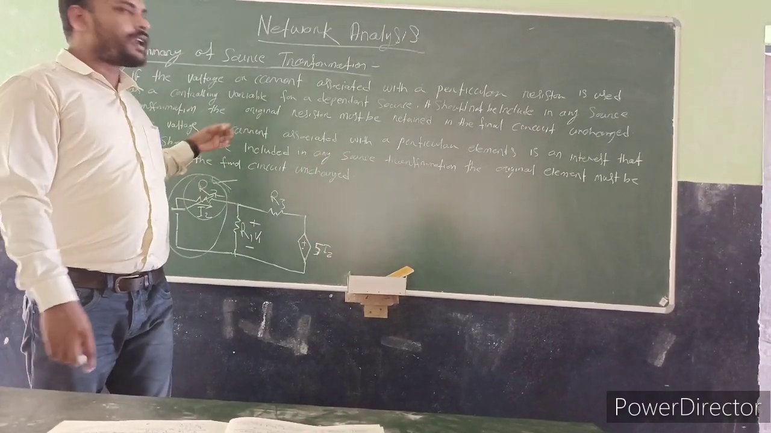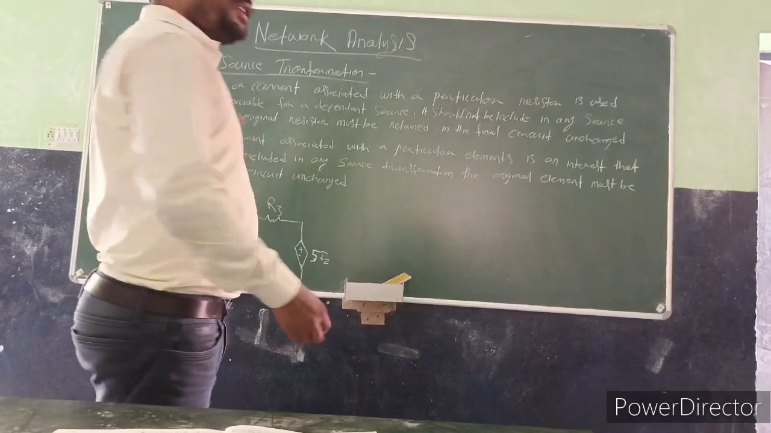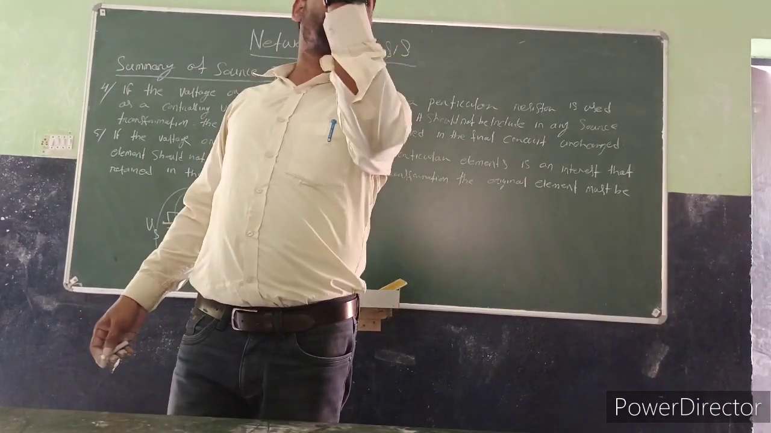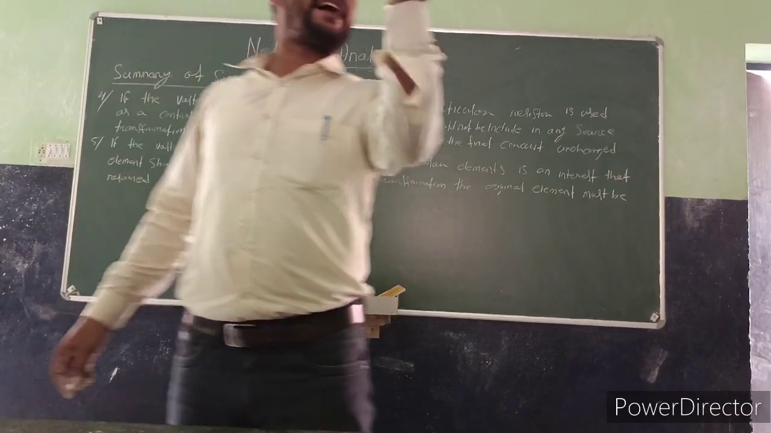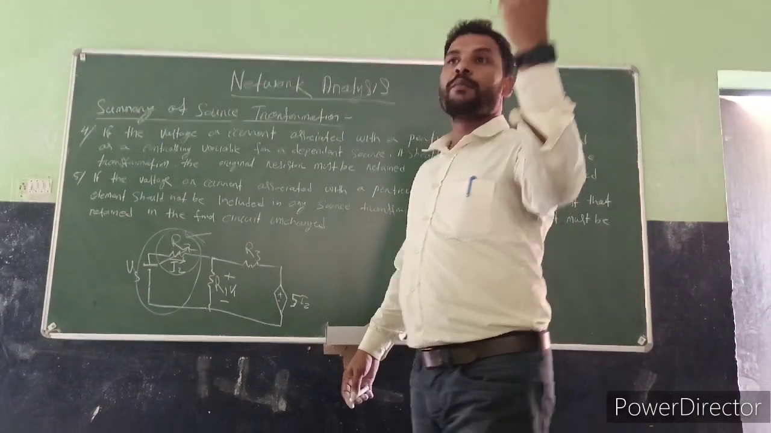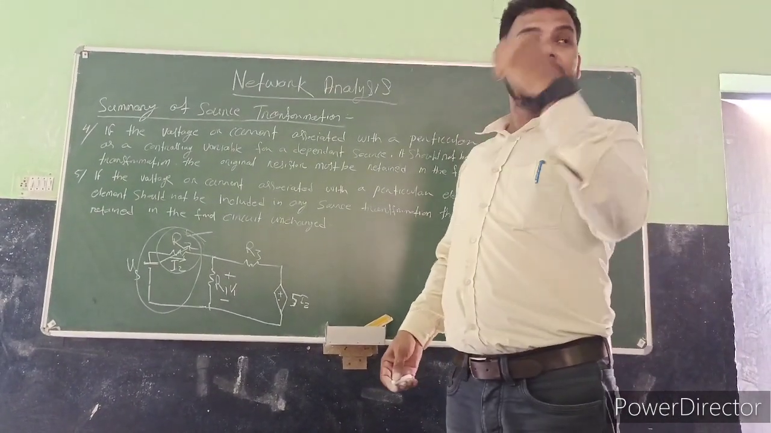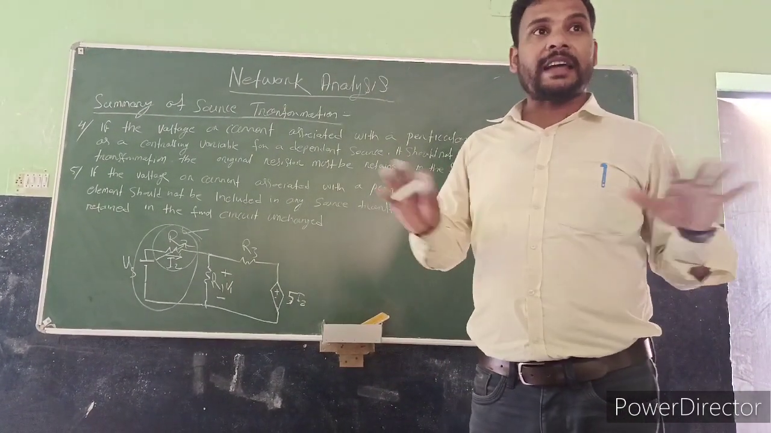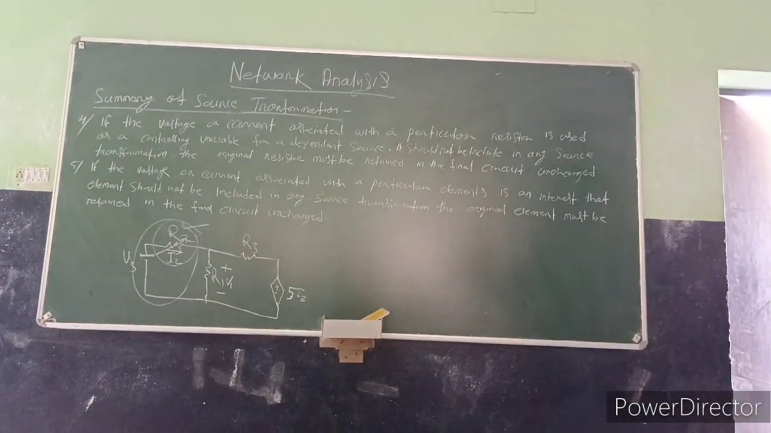Okay. Where we can't apply source transformation: where the element is used as a controlling element of a dependent source, and where the question asks to find the current or voltage across or through the resistor. At these two places we can't apply source transformation. These two are very important.